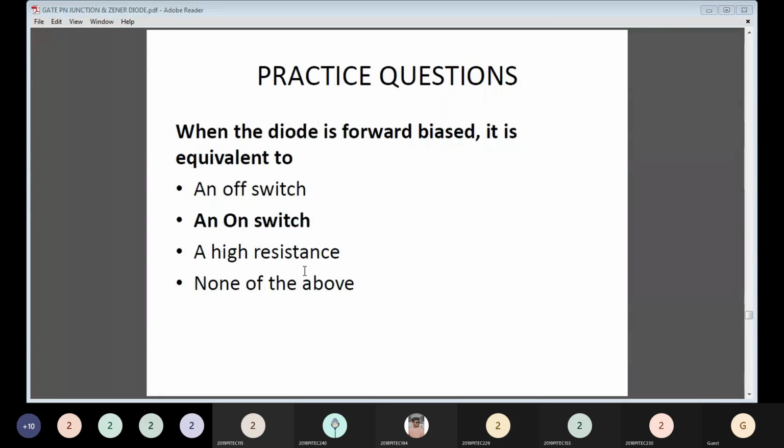Next, when the diode is forward biased, it is equivalent to an off switch, on switch, high resistance, or none of the above. Surely it is not an off switch because the diode is connected in forward bias. So it will not offer any high resistance. None of the above is also wrong. So what is the correct answer? When the diode is under forward bias, it is ready to conduct the flow of current. So it acts as an on switch.